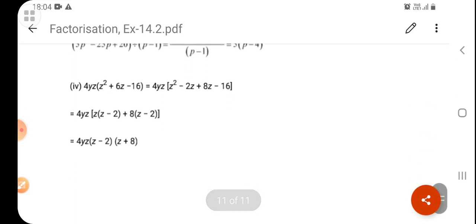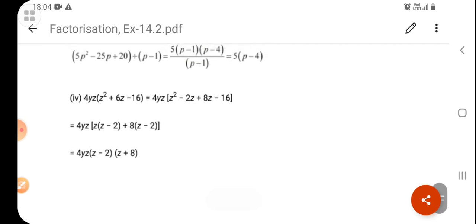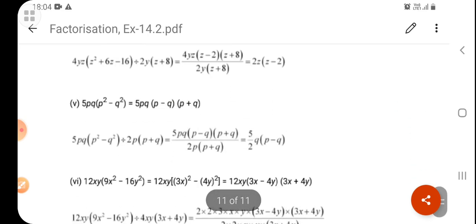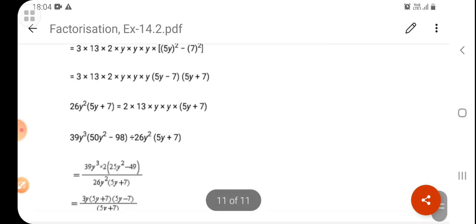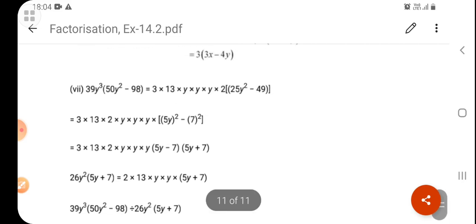Again here, 4yz into z square plus 6z minus 16, so here also the 4yz is taken out. Okay, and inside there is a binomial, we have to use the middle term splitting and factorize them and then divide them. So factorizing is common in all the questions and then dividing, so the like terms will get cut out and the rest is the answer.